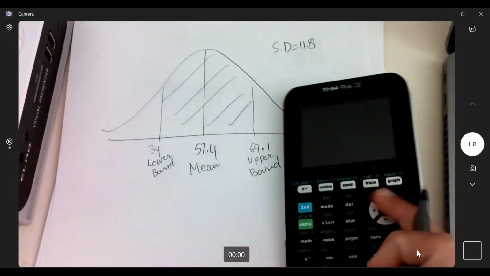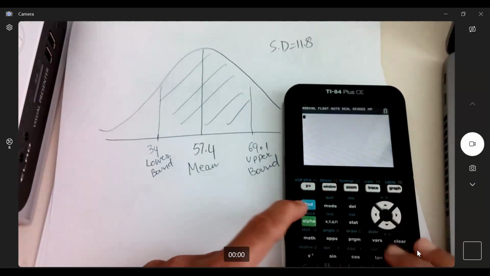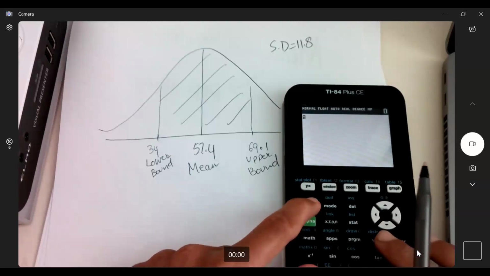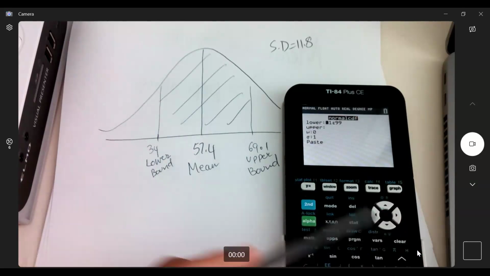What will be my steps on the calculator? I am going to press the second button right here and the distribution button right here. Second, distribution, normal CDF. This kind of bell-shaped curve is called a normal curve. So I'm saying normal CDF, and I'm going to click enter. When you reach here, let me know. We did second distribution, and then we selected normal CDF.